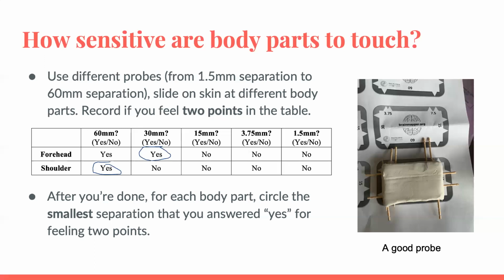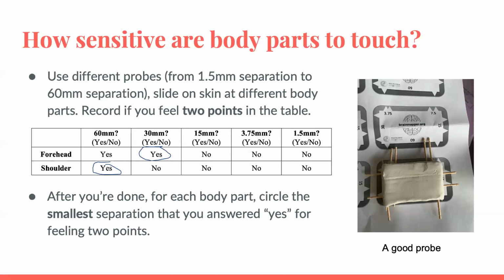What you want to do is for each body part, let's say, as you can see from my forehead, I feel at 60, I feel at 30, I feel at 15, but I don't feel at 3.75, and I don't feel at 1.5. So for my forehead, I want to circle the smallest separation that I answered yes. So for me, I answered yes at 15, but no at 3.75. So I would circle the one at 15, right? And then I carry on.